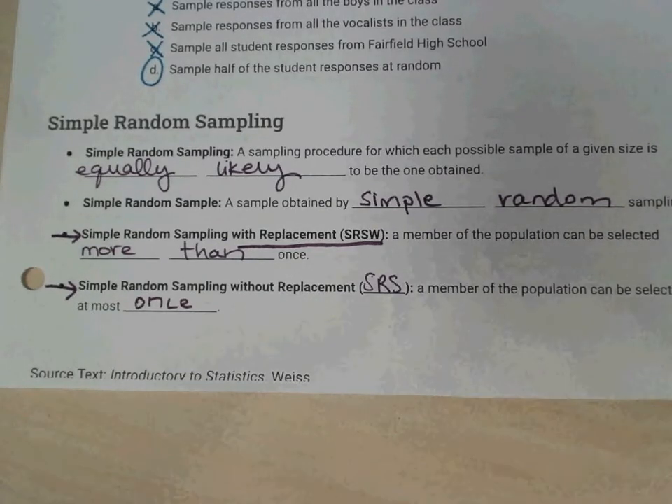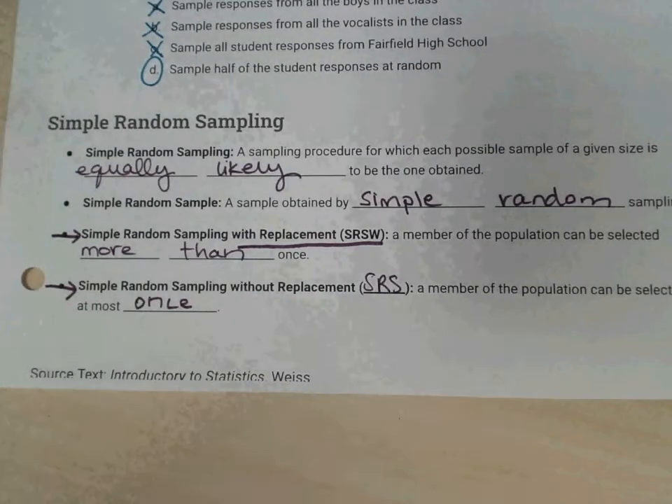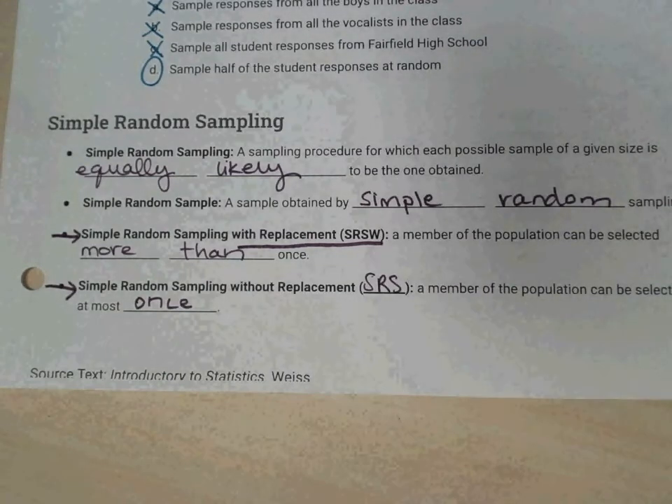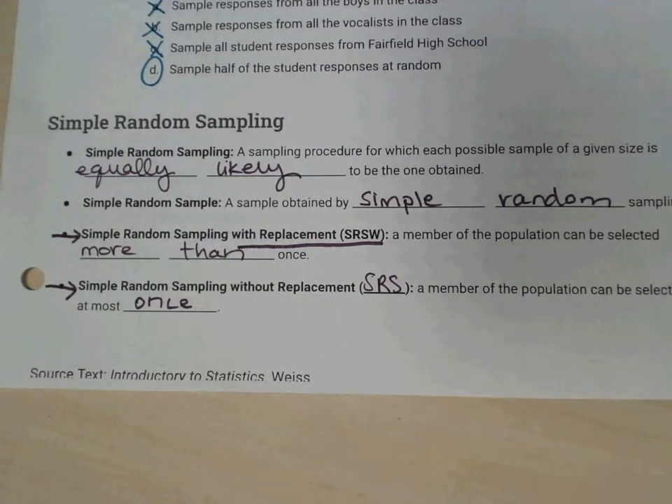So I take the bowl, Mendez's name comes out, and I say, "What's your major, Mendez?" Dance. Okay. I set Mendez's number aside, and then I reach in and grab another one. Allie, what's your major? Dance. Oh, happens to be dance also. Okay. And then I set it aside. I can't choose Allie again because I took the number out. It is not replaced back into the bowl.